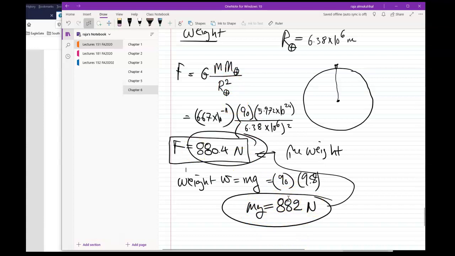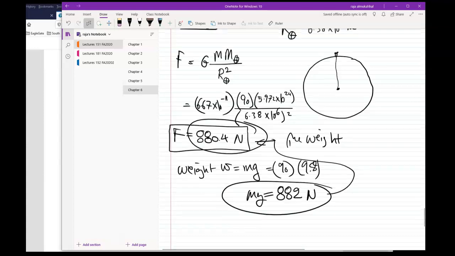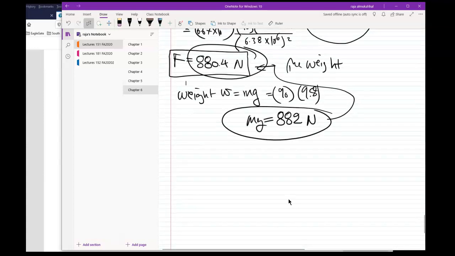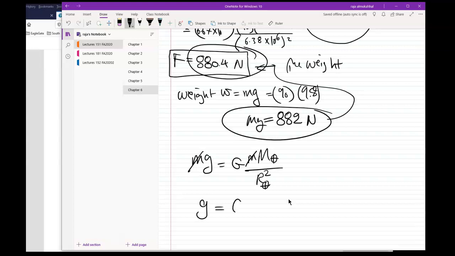You got that? So I'm going to go back and say the following. That means mg is equal to G m M Earth over the radius of the Earth squared. Look at that. The masses cancel out. So I end up with something interesting. g equals G times the mass of the Earth over the radius of the Earth squared. I get this remarkable equation.